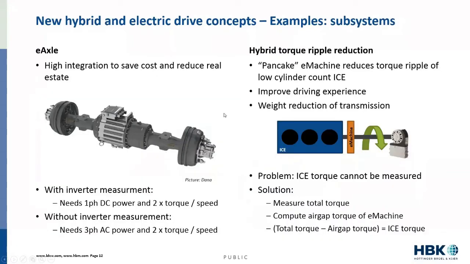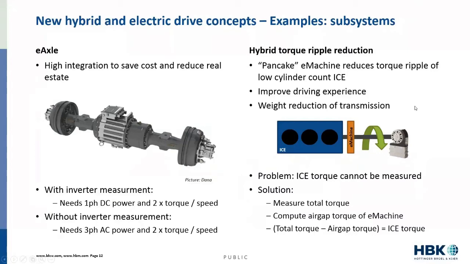An e-axle I mentioned earlier, here's an example picture, is a transmission and a motor put together in a single housing, so it's measured as a whole. You get the high integration saves costs and reduces real estate in the vehicle. And depending on how that e-axle is integrated, you can have a variety of measurement needs, but usually it's at least 2 torque and speed channels that are required.